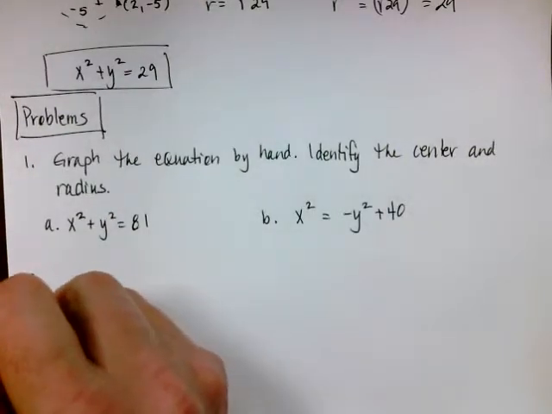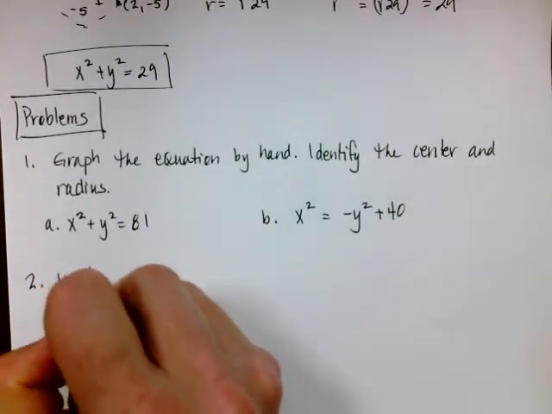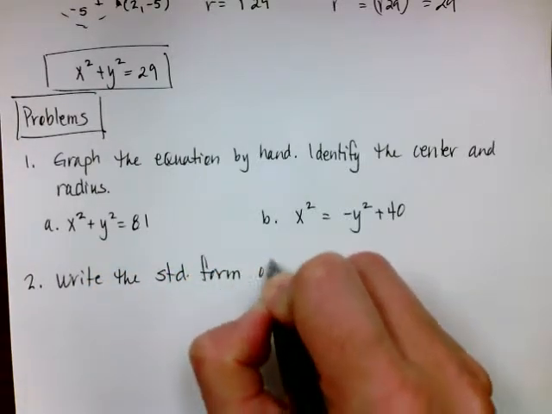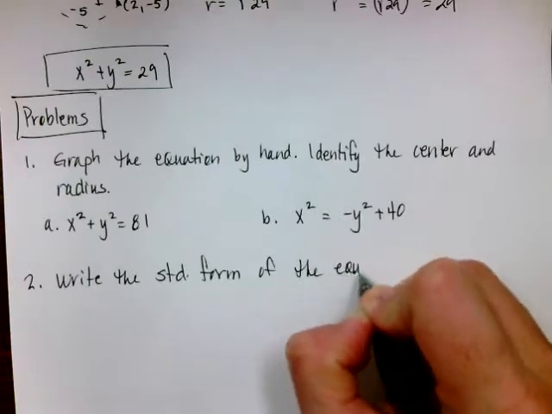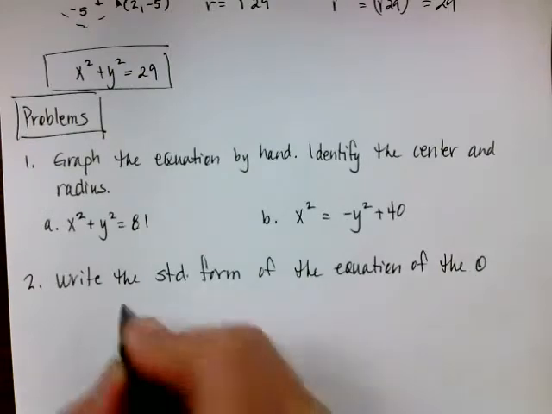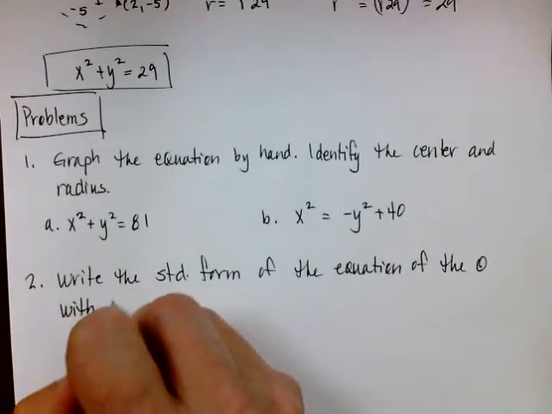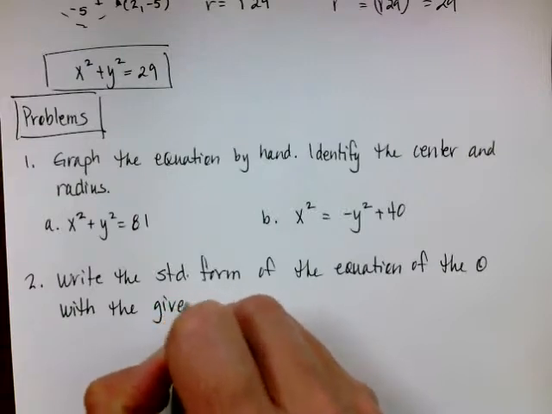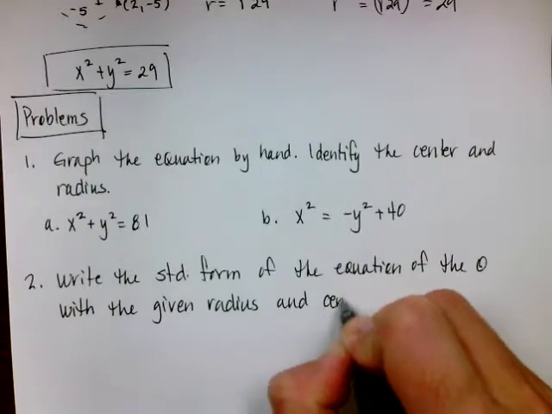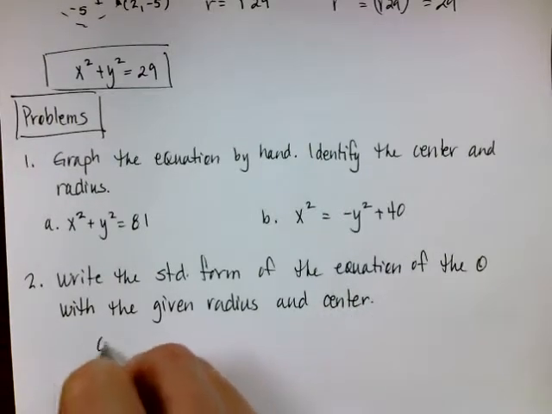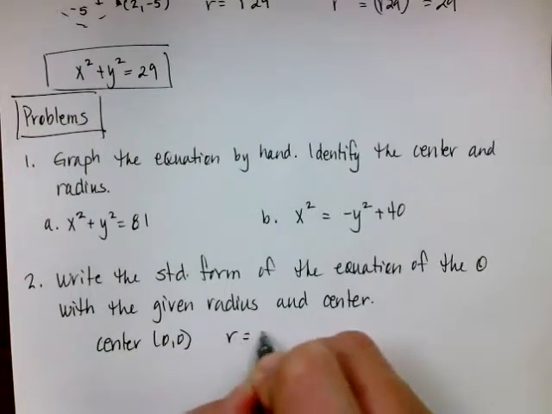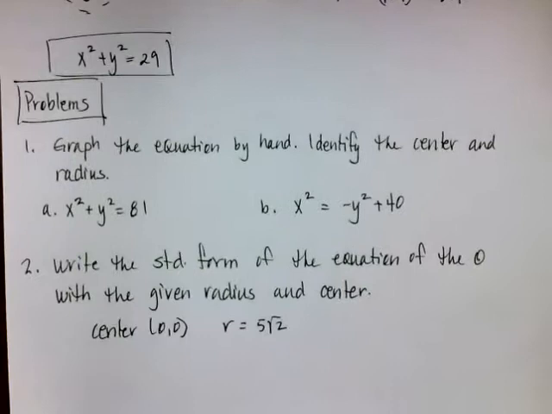Second problem, number 2, says write the standard form of the equation of the circle with the given radius and center. My center is going to be (0, 0), and the radius is going to be 5 radical 2.